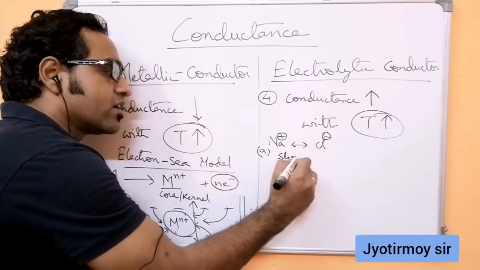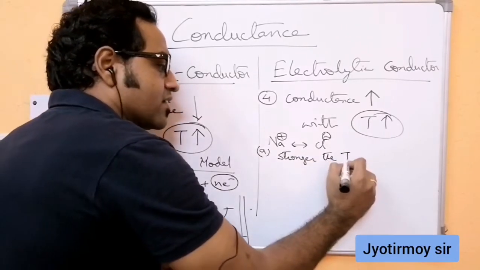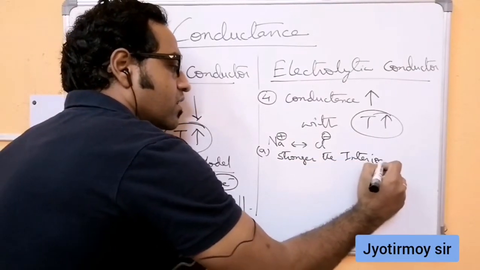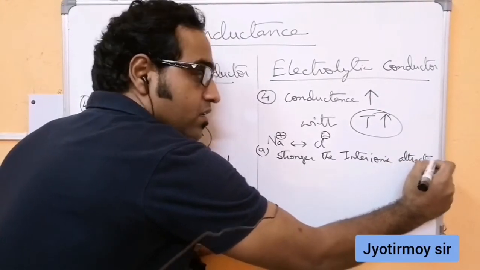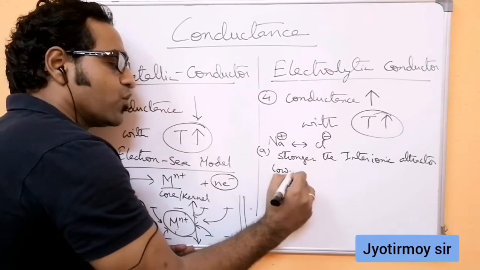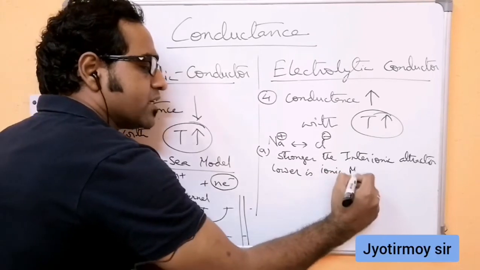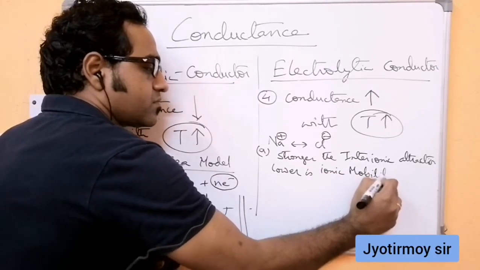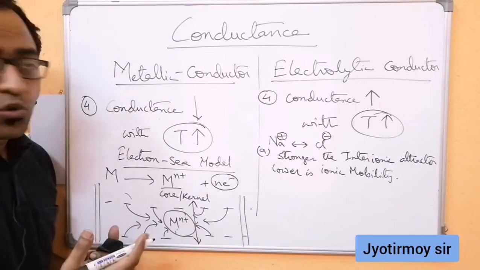So stronger the inter-ionic attraction, lower is the ionic mobility. If the ionic mobility is low, then conductance will be low.